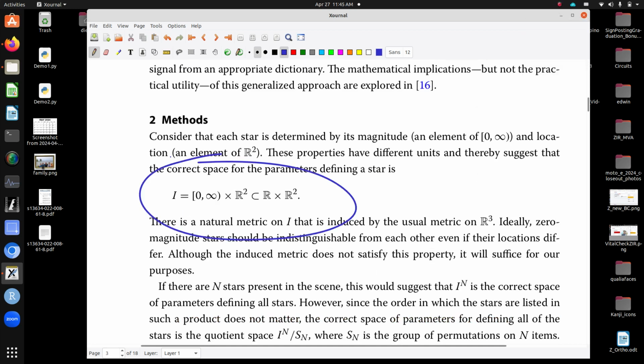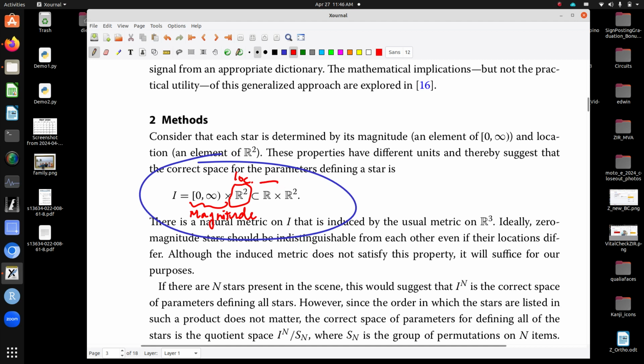Down here in this formula, we want to know what this means. Well, the letter I means that this right here is the magnitude of the actual star. Again, it's the relative magnitude, and then this is the location. In other words, the star obviously lives in 3-dimensional space, but we perceive it in 2-dimensional space when we look up at the night sky. So that's where we get that from.